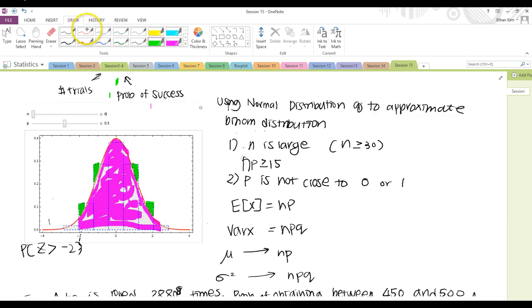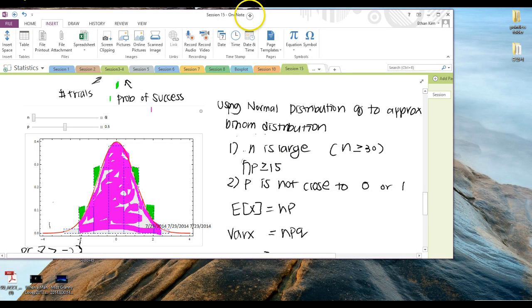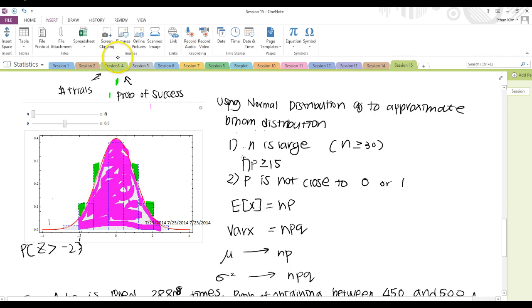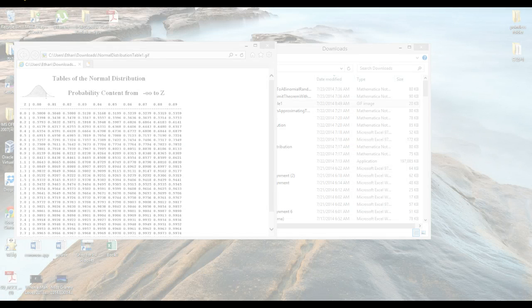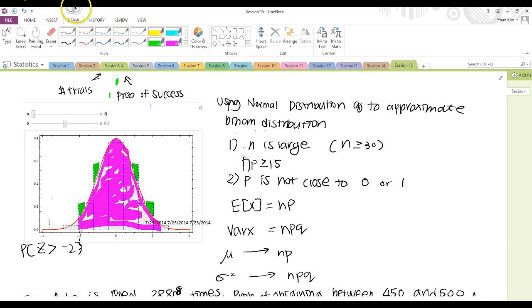This is called continuity correction. So what we do here is we take the value from here, so we are actually going to include this part as well. Just this part.